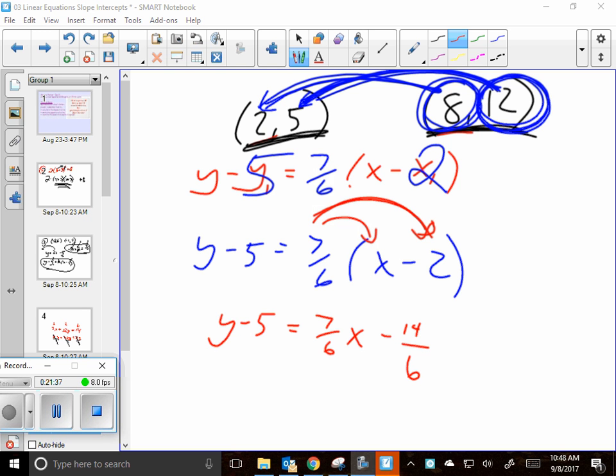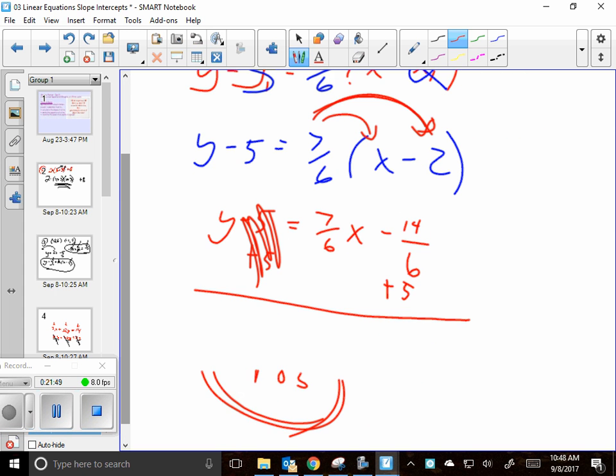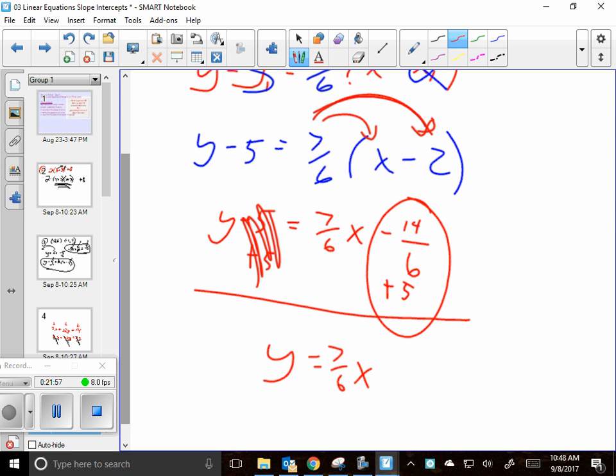Now, if we're trying to solve for y, I'm going to get rid of the 5 now. And that's where all the ickiness is going to happen, because I knew it was going to be y equals 7/6 x because I knew the slope. It's all about now adding fractions. Some of you are terrible at adding fractions. All right? To add fractions, you need to get a common denominator.